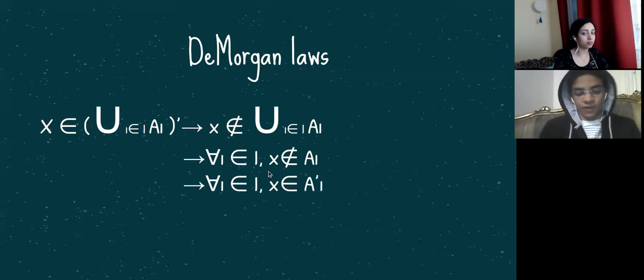So again, I can ask, what is this telling me? I know that if x does not belong to A sub i, then x belongs to A dash sub i. So this is plugging in the definition of what the complement means, or what A dash means. So this just would translate as the second one: for all i belongs to I, x belongs to A dash sub i. And this is actually what the intersection means.